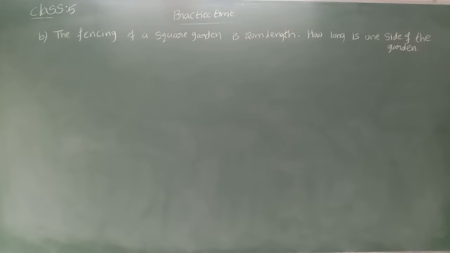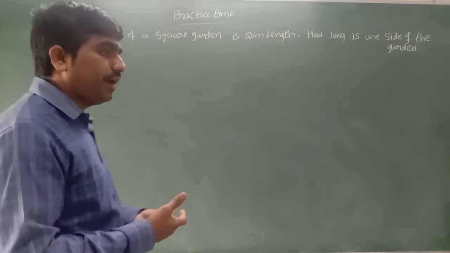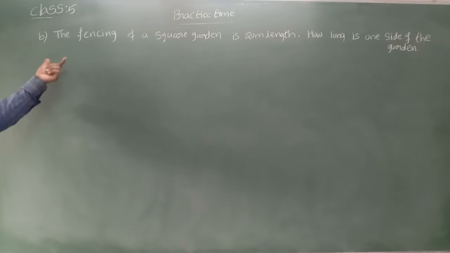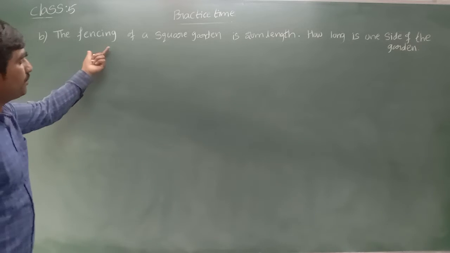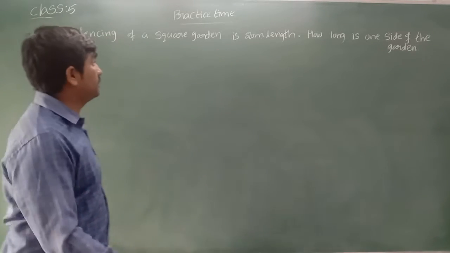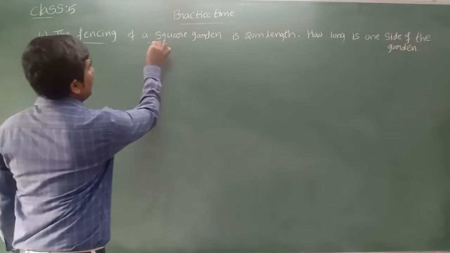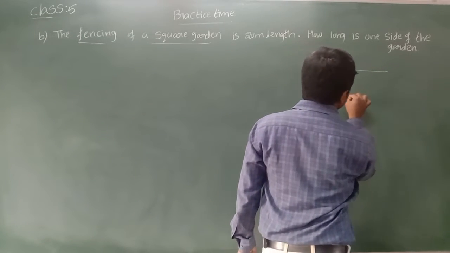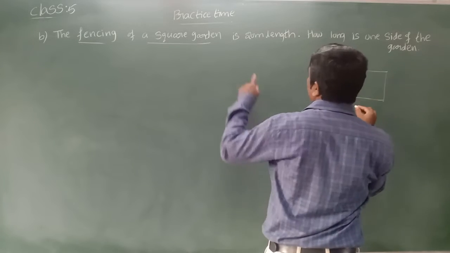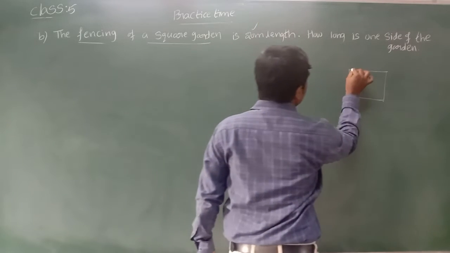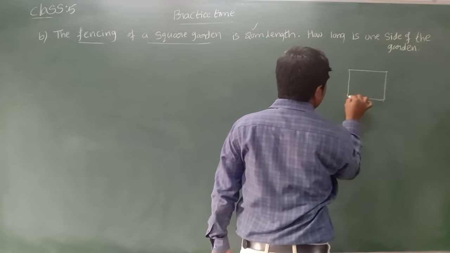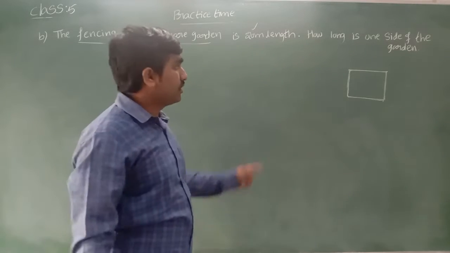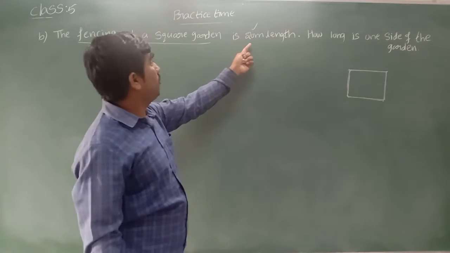Yes, children, let's see some applications based on area and perimeter of square and rectangle. Here we have an example, practice time. You can see the fencing of a square garden is 20 meters in length. So here we have one square garden. The fencing is 20 meters, so they covered the total boundary with 20 meters of wire.